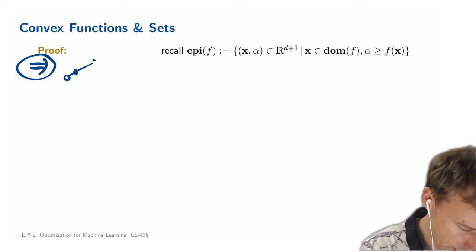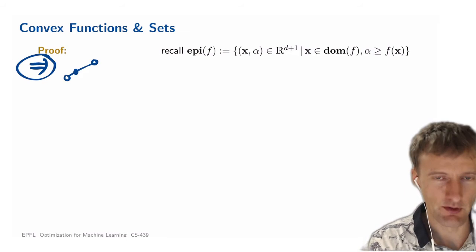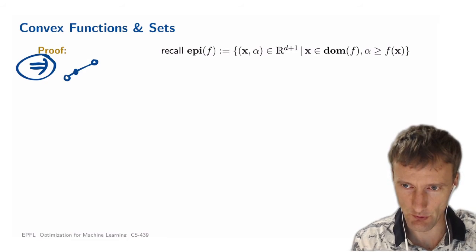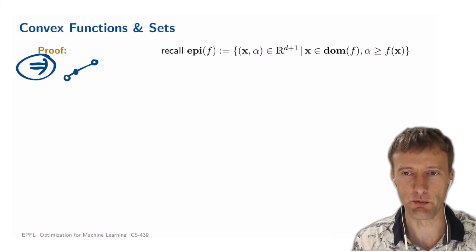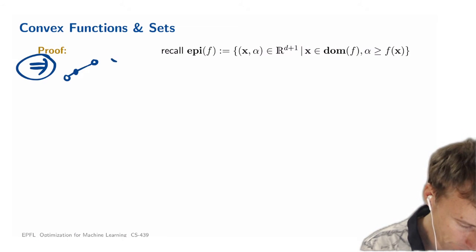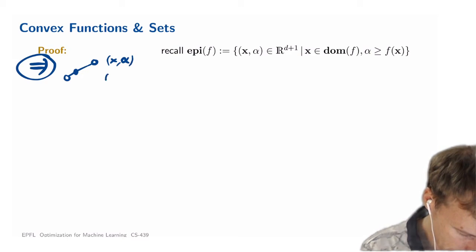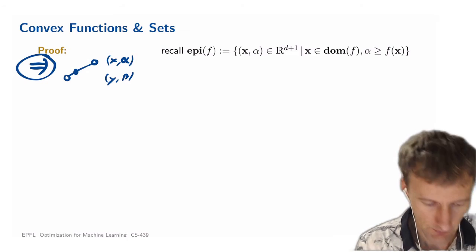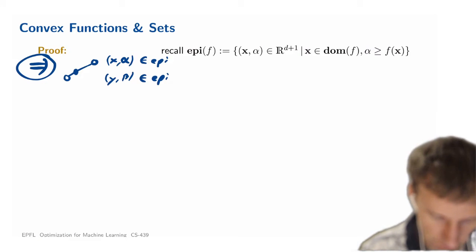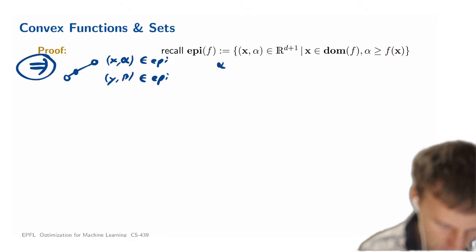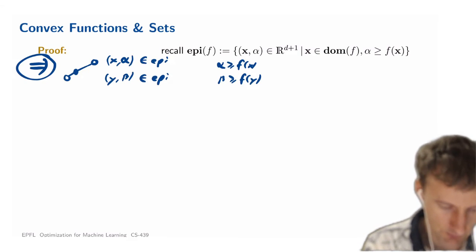I of course need to show that for any pair of x and y's, or a pair of two points, their line segment is also included in the set. And the set here is the epigraph, and here you have a recap of what the epigraph is. So these two points are in the epigraph, so they come in the form of an x and a value alpha, and here we have a y and a value beta. And they are in the epigraph of f. What that means is just that alpha is above f at x, and beta is above f at y. So that's what it means.